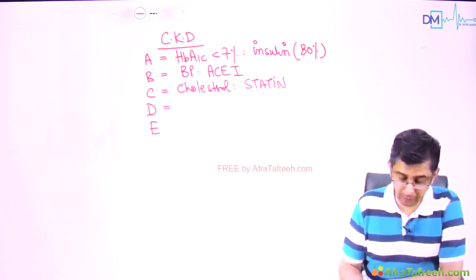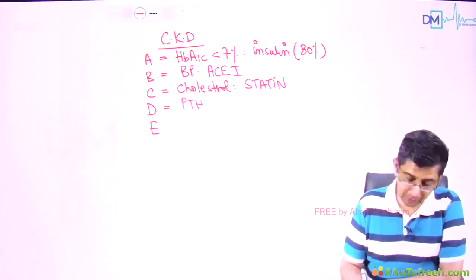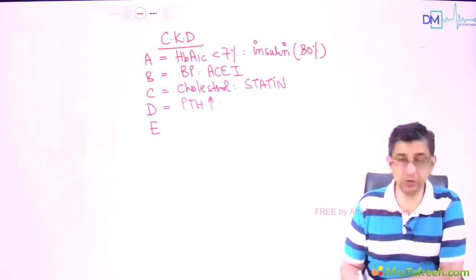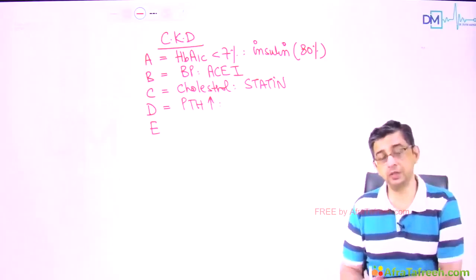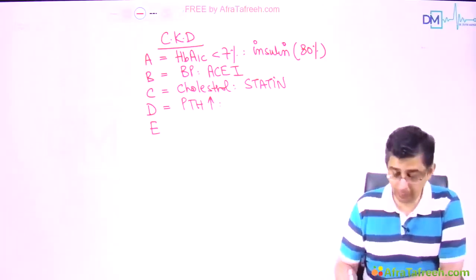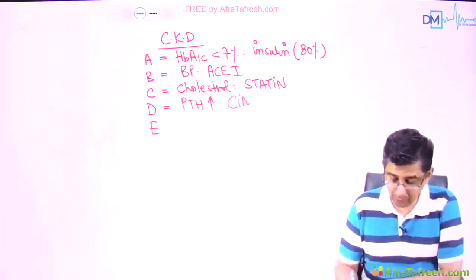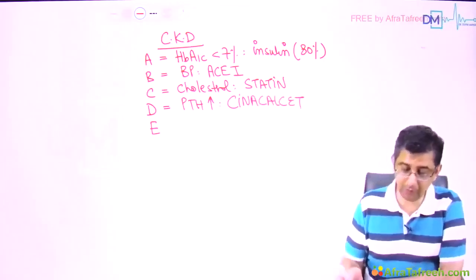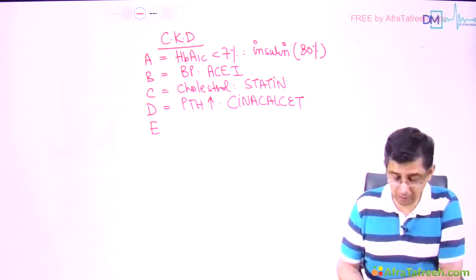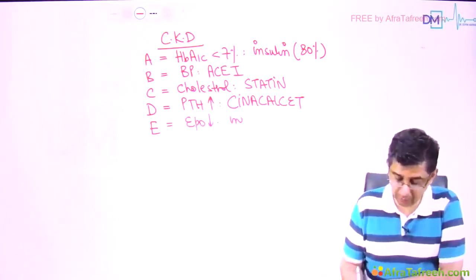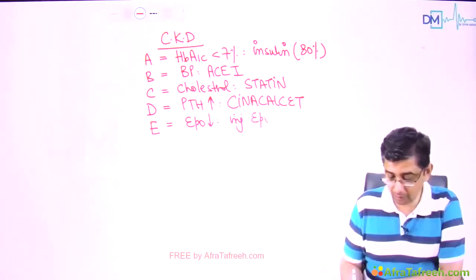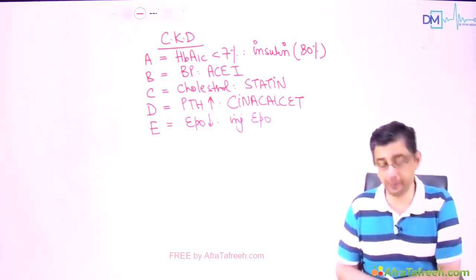For the D component, I want you to remember that in these patients, because vitamin D synthesis is lesser, by compensatory mechanism, calcium is less and PTH will increase. Because PTH will cause bone resorption and weakening of bones, therefore cinacalcet will be used in the patient to inhibit the release of PTH. E stands for erythropoietin, which is deficient in this condition, so injections of erythropoietin will be given so as to take care of the normocytic normochromic anemia.